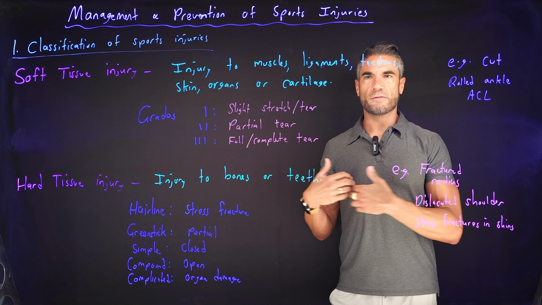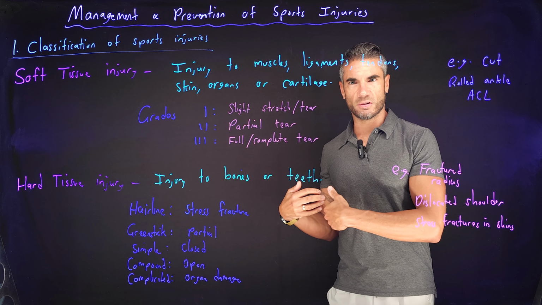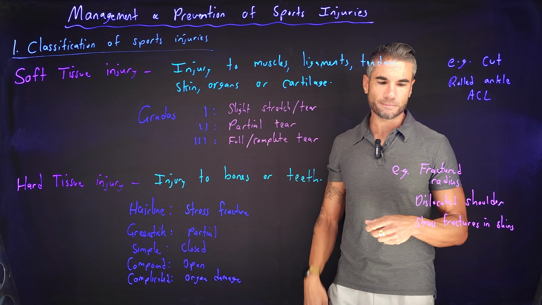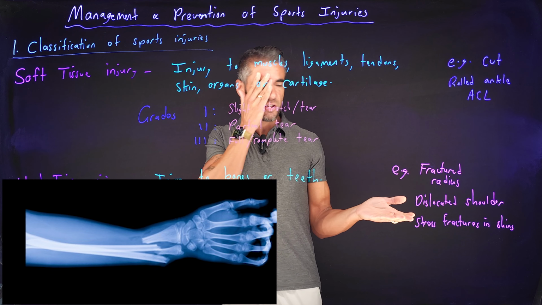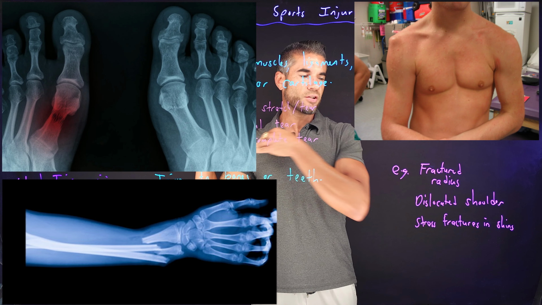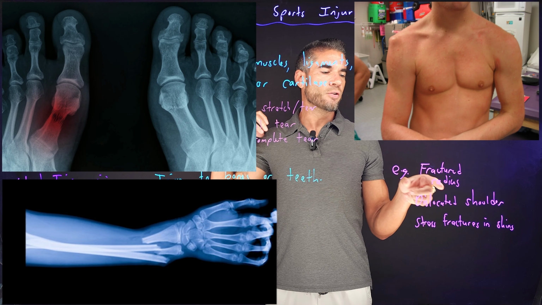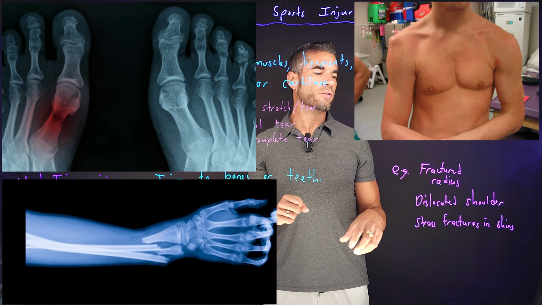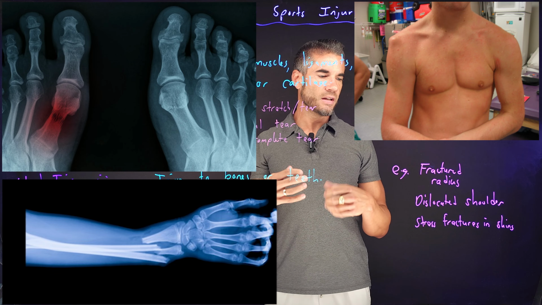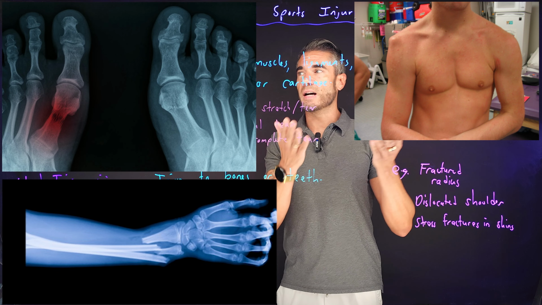So imagine that if you fractured a rib and then the rib punctured your lung or your heart or something. So you've got organ damage along with the fractured bone. So examples of hard tissue injuries, we've got fractured radius, dislocated shoulder. Okay, so even though a bone is not actually broken when you dislocate a joint, it is counted as a hard tissue injury. But you can also see how that is also partly a soft tissue injury.